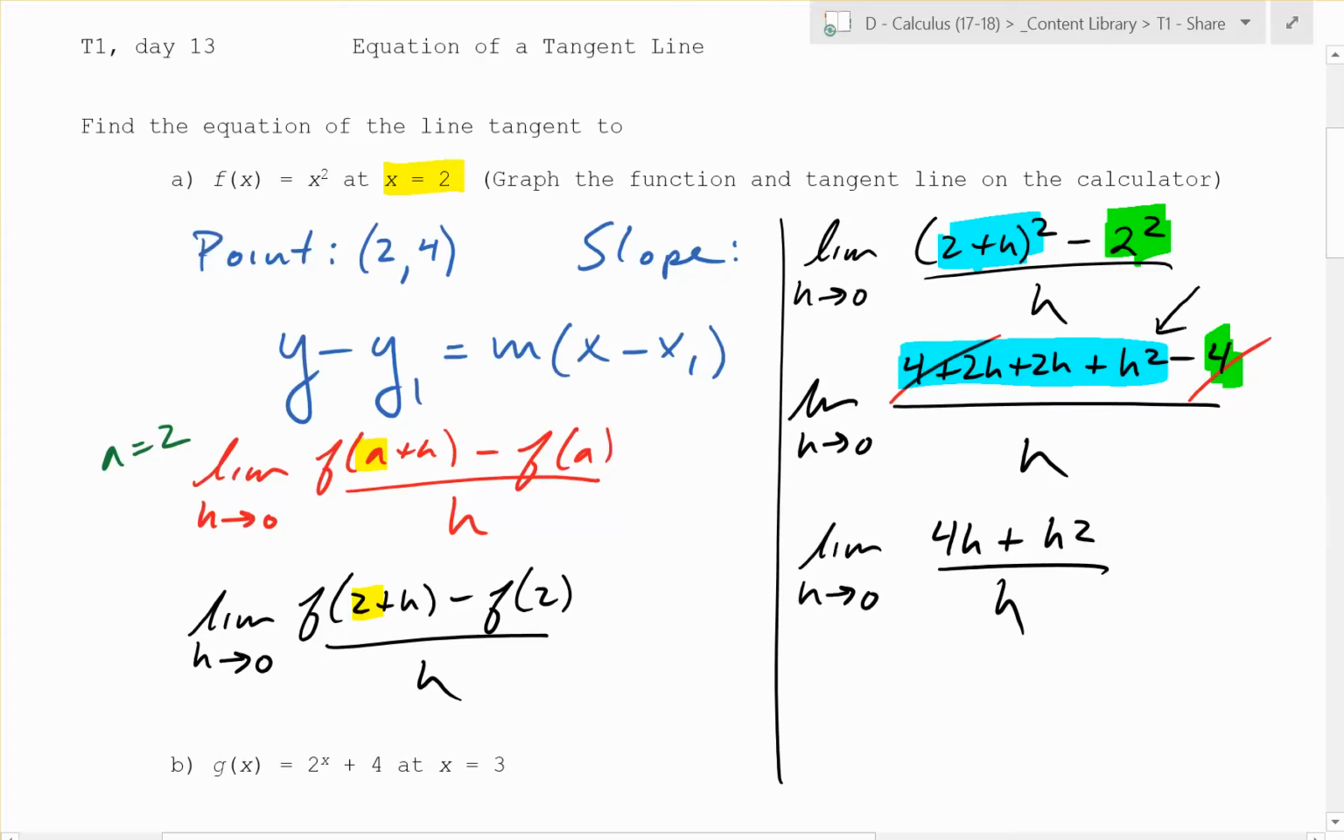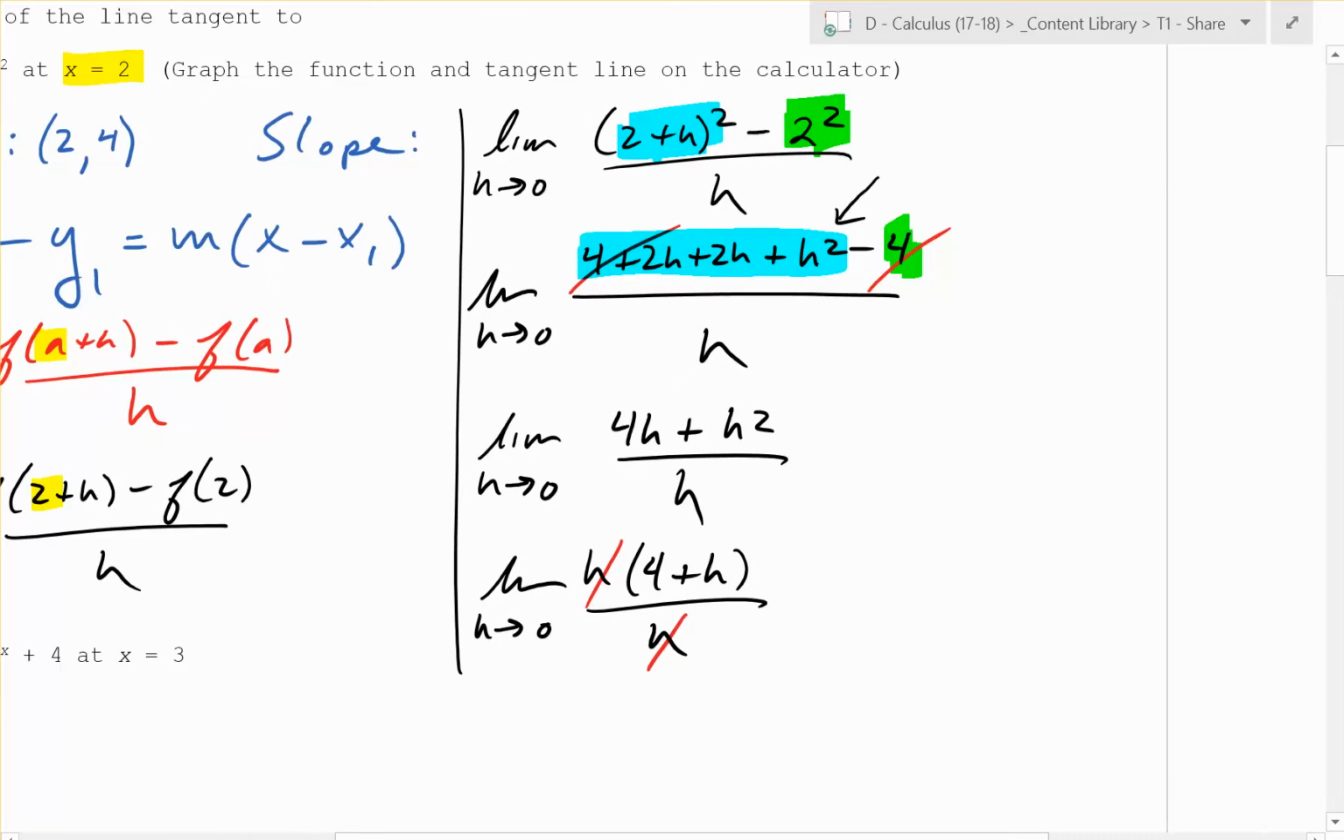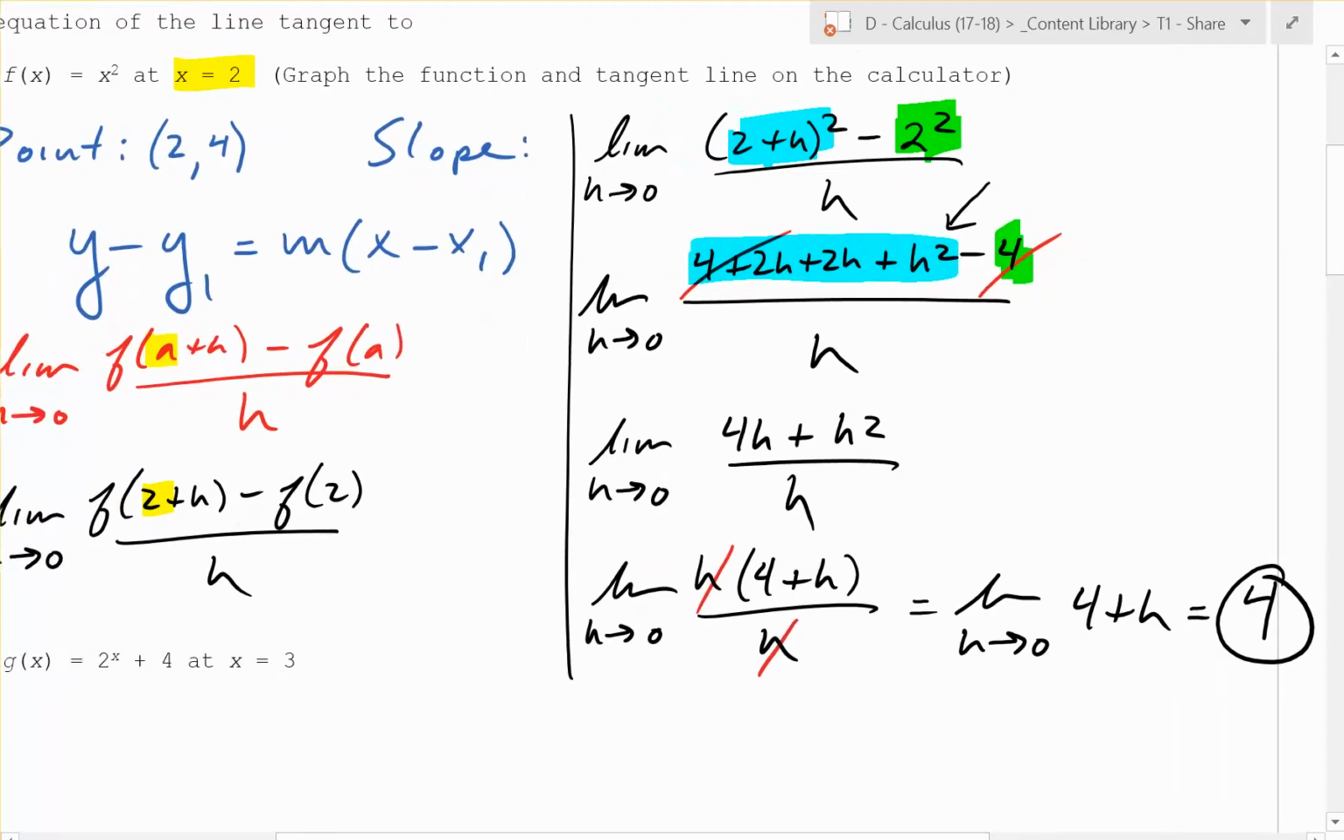You'll notice I made a mistake and corrected it right there. It is just h squared. So now you can factor out an h from the top, and you're left with 4 plus h over h times h, and the h is canceled. That's the nice thing that happens. Now we end up with the limit as h goes to 0 of 4 plus h. Can we plug in 0 for h? We sure can. So that means the instantaneous rate of change is 4.